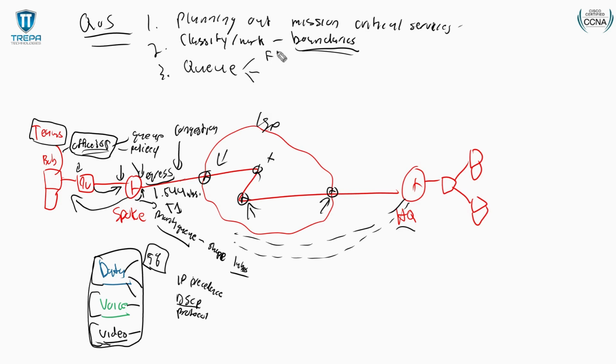We have different queuing methods. First in, first out is just nothing. There is really no queuing. Everything just comes in and goes as it comes into the ingress and egress, right? Then we have fair queuing. Then we have weighted fair queuing. Then we have class-based weighted fair queuing. Then we have LLQ, low latency queuing.